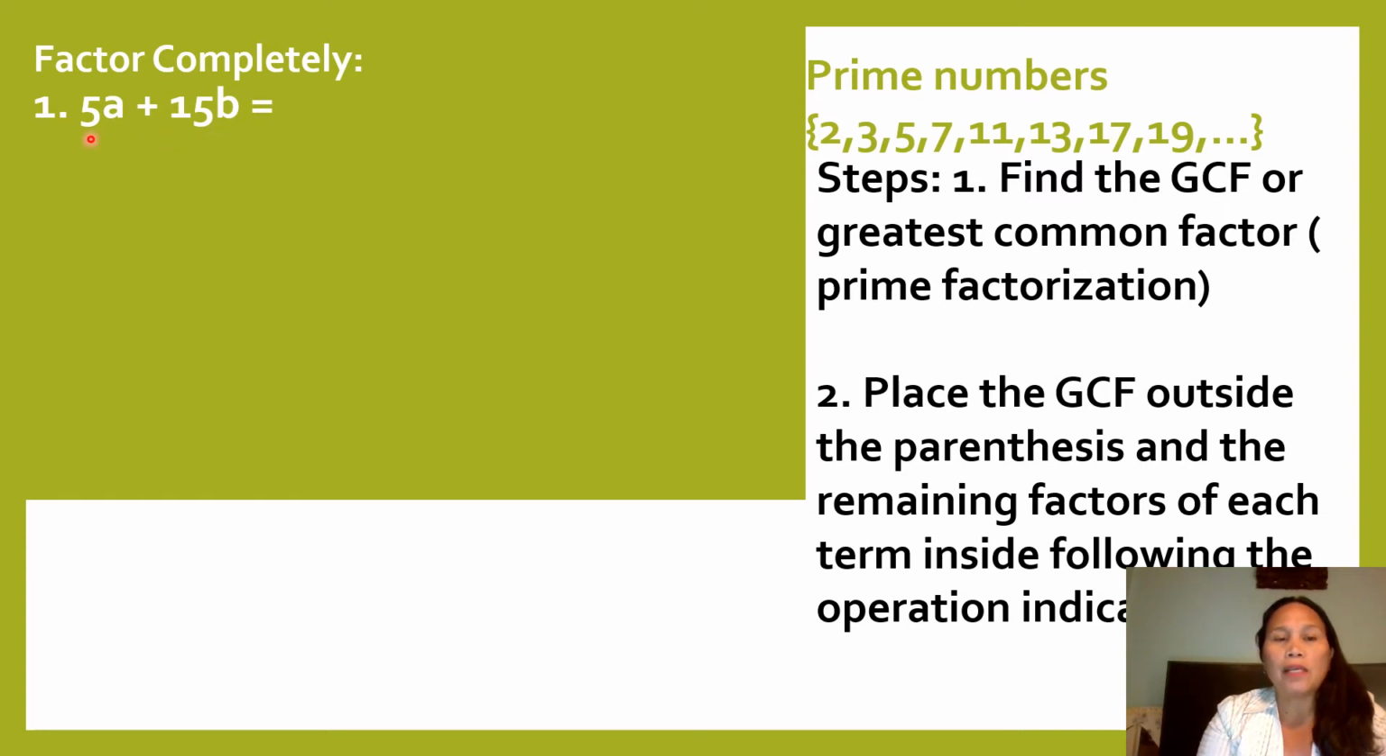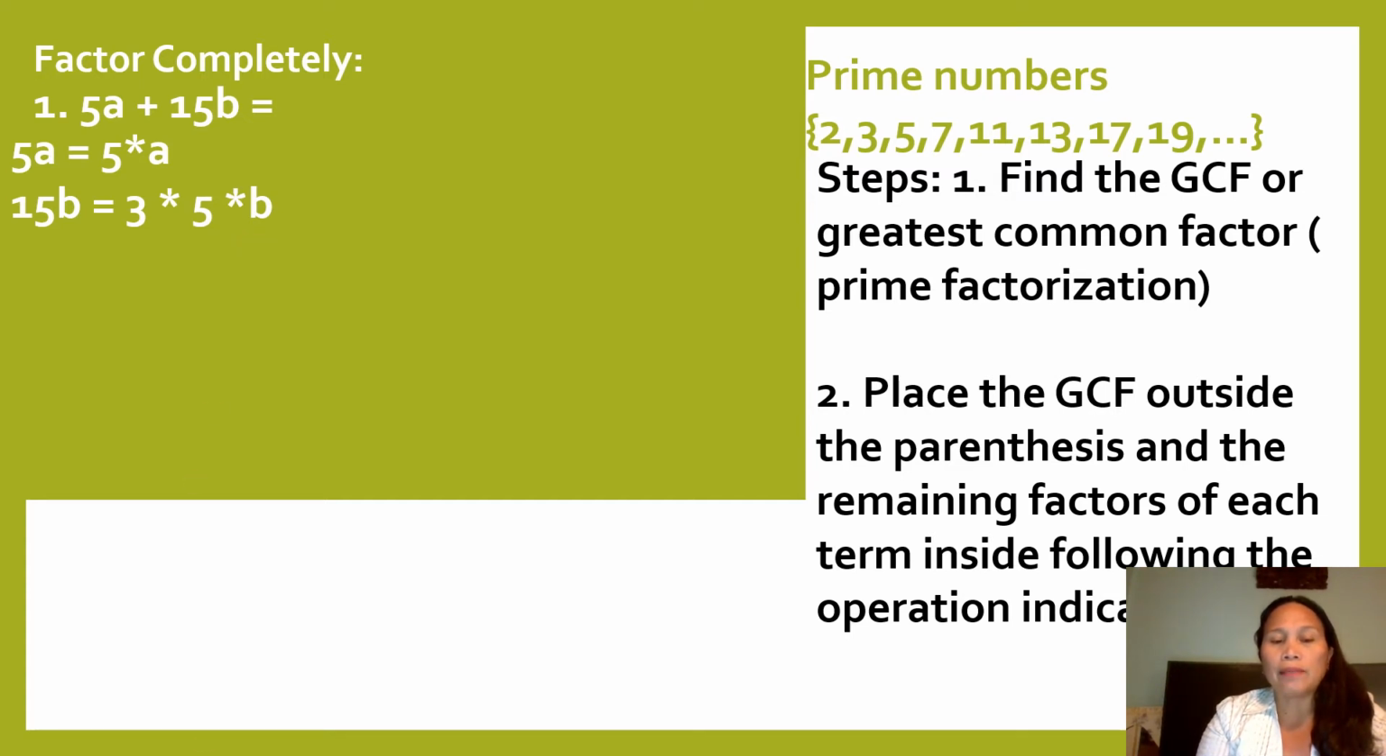So the numbers here are different now. So we are going to find the GCF of these numbers. We know that 5 is already a prime, so that's good to go. So we have 5a is equal to 5 times a. But 15 is not a prime number. So we're going to look for the factors of this number 15 that are prime numbers. So we have 3 times 5 and then times b.